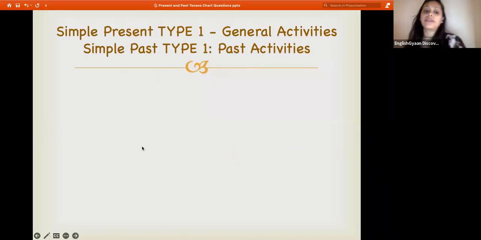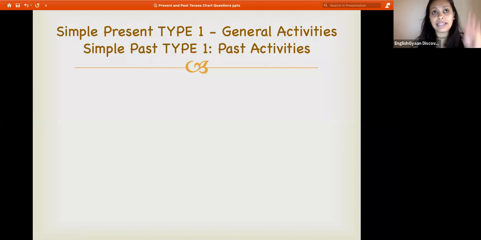So I'll start with present tense. I'm going to compare it. Present tense is divided into four parts and past tense is also divided into four parts. So it's simple present type 1. Simple present is general activities, something that we do generally. For example, I wake up, I brush my teeth, I take a bath, I get ready. These are some general activities that we do.